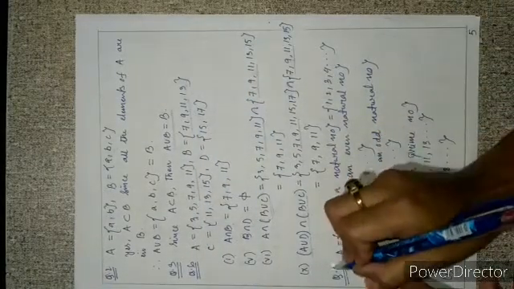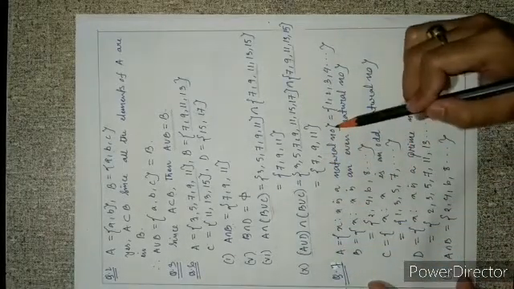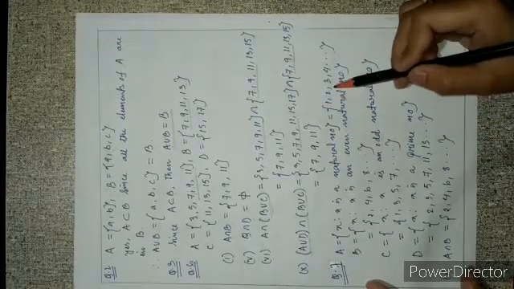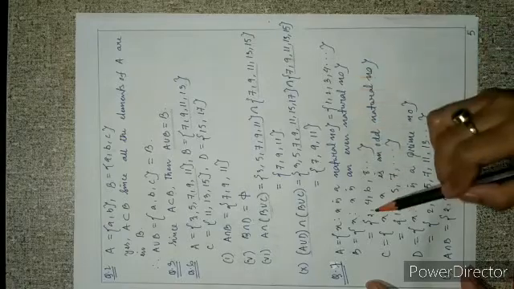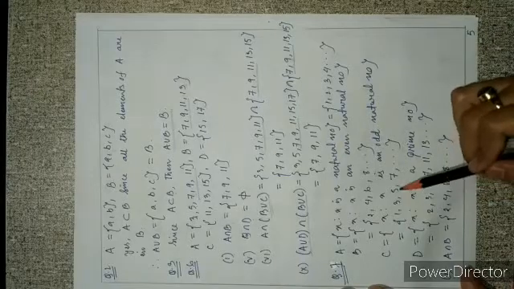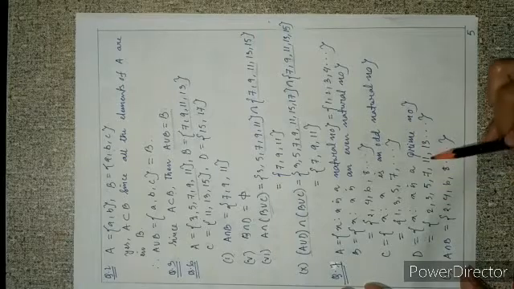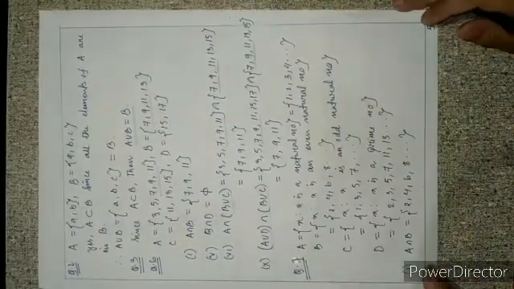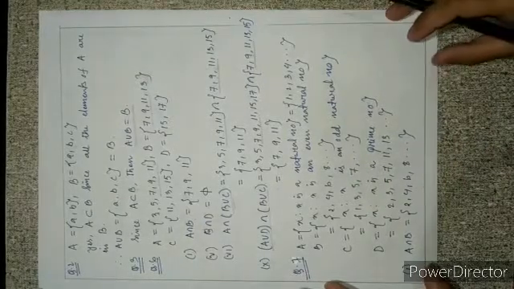Next question, question number 7. X is a natural number. A: natural numbers are 1, 2, 3, 4. B: X is an even natural number, they are 2, 4, 6, 8. C: X is an odd natural number, 1, 3, 5, 7. D: X is a prime number. Prime numbers are 2, 3, 5, 7, 11, 13, and there are infinitely many prime numbers. Since the given four sets are infinite sets, we write them like this.